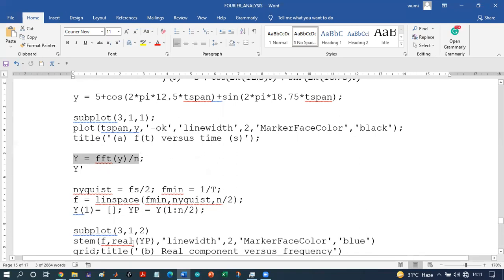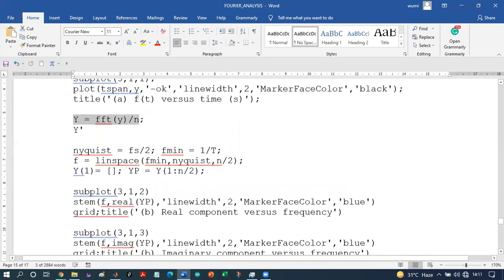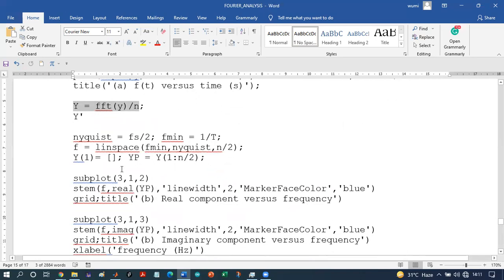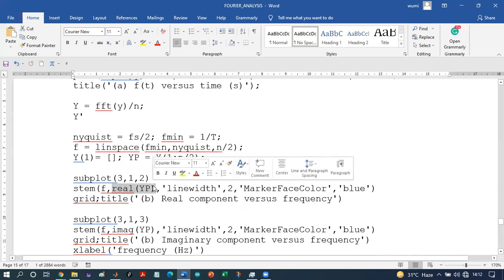So what we are doing here is just to plot the DFT as a function of the frequency. So our x-axis is the frequency, then our y-axis is the DFT. So in real, meaning that is the real part of the DFT. In this second one is the imaginary part.